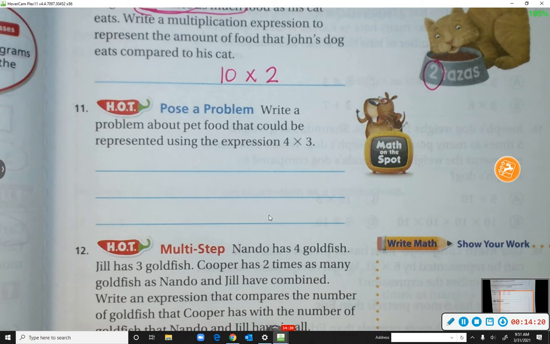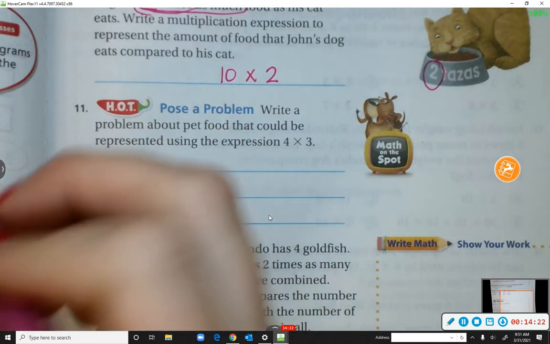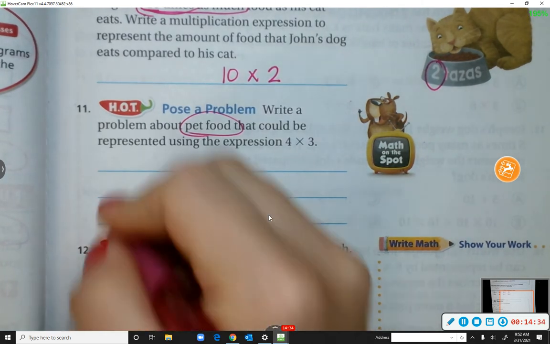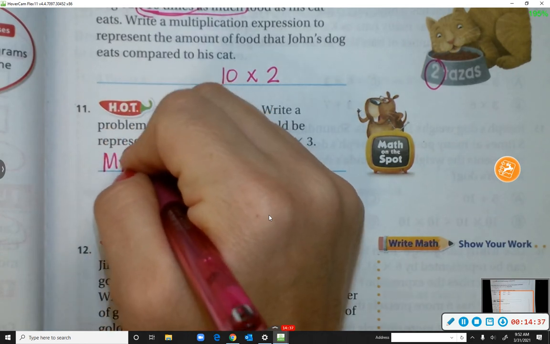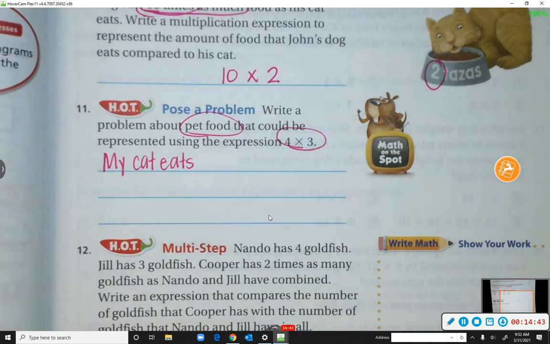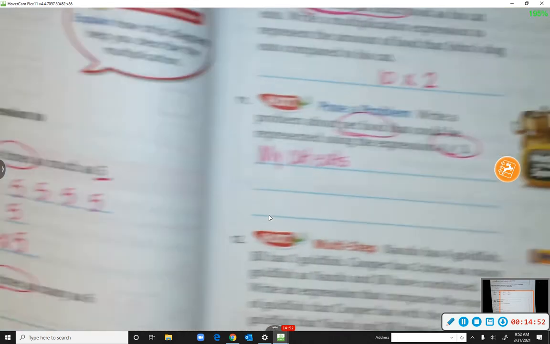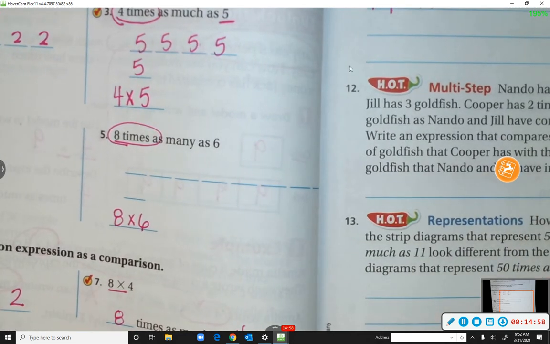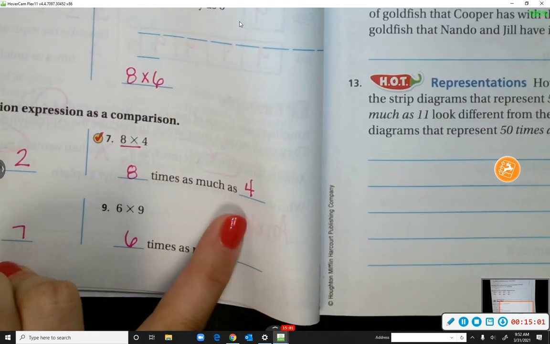Okay, number 11, write a problem about pet food that could be represented using the expression 4 times 3. Okay, so let's think about two pets we want to compare. What do we want to compare? We want to do cat and dog still? Yes. Okay, so let's say my cat eats. And then how would we write 4 times 3 as a comparison? Just like what we did over here. We filled in the blanks. 8 times 4 meant 8 times as much as 4.